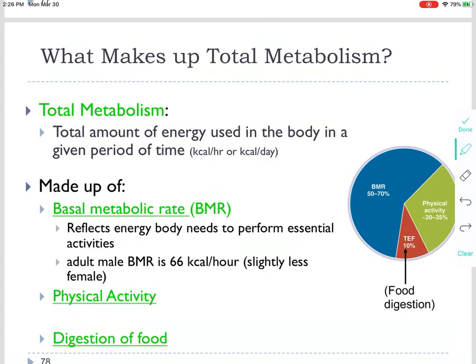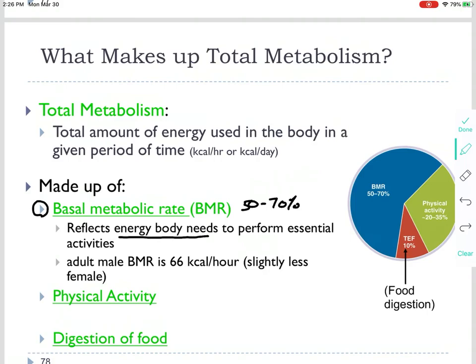Okay, total metabolism. We talked about that already, the sum of all the chemical reactions. If we were to make a pie chart of all the means of metabolism, make sure you know that our basal metabolism makes up the biggest chunk of the pie. And I would like you to know the percentages. Usually around 50 to 70% of all of our chemical reactions are happening as part of basal metabolism.